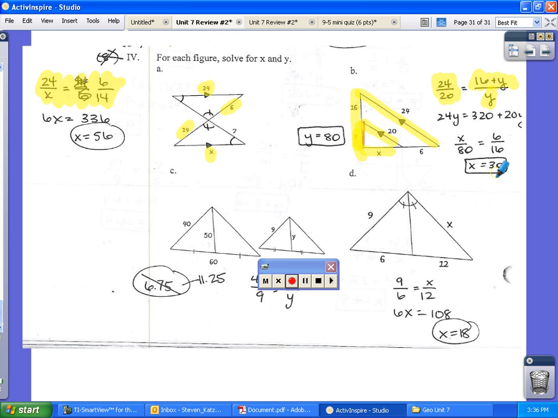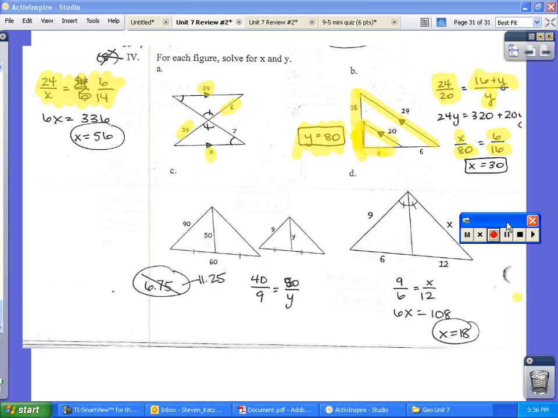And once you get y, which equals 80, now I can use the side-splitting theorem, or you can use similar triangles. So I said x over 80, which is the top left to top right, to the bottom left to the bottom right. So that is using the side-splitting theorem there.